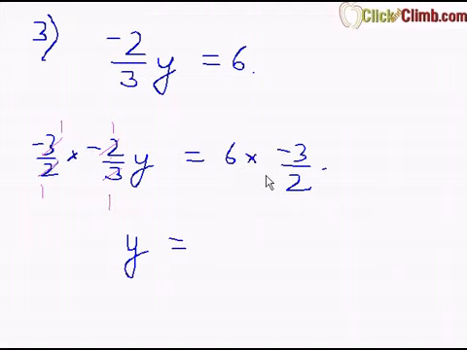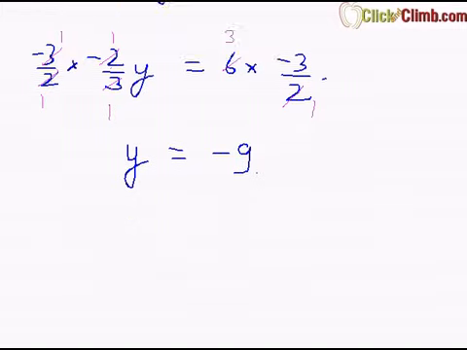Now here I can do two things. I can first multiply 6 with -3 to get -18 and then divide by 2, or the better way is to first divide by 2. So 2 divided by 2 becomes 1, and 6 divided by 2 becomes 3. So I have 3 times -3, that makes it -9. So the solution to the given linear equation is y equals -9.